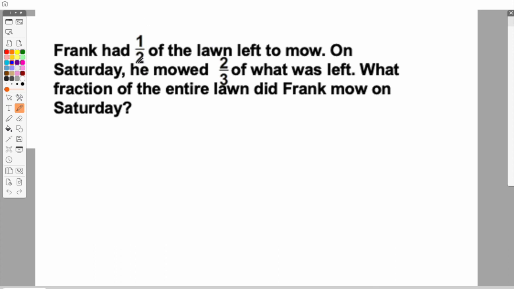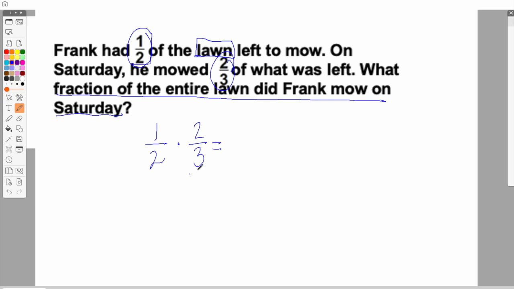So again, let's do our work. We circle our fractions, our numbers, box any of our words, and underline the question statement. How much of the entire lawn? So we know he had a half left to mow, so 1/2 times 2/3. So he mowed 2/3 of it.